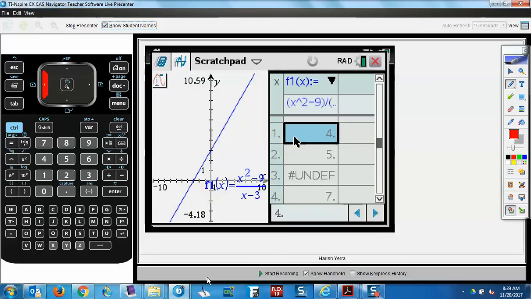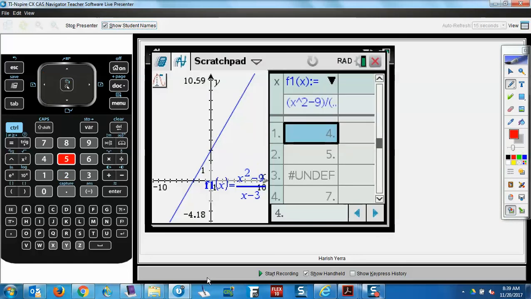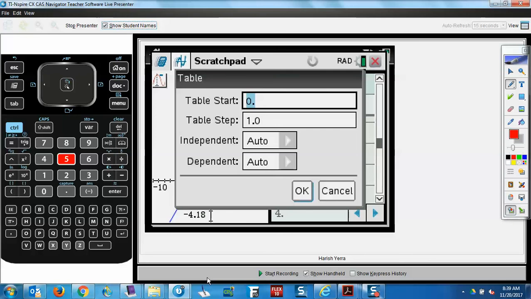So now we're going to go to Menu and Table. Now notice how Menu looks different now. So we're going to go to Table, and now we're going to go to Edit Table Settings. Everybody's got to be able to do this now. So Control T will give you a table. Because now, again, it's just like tracing, and we're trying to see where the cars are meeting.